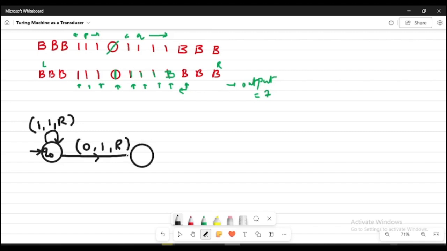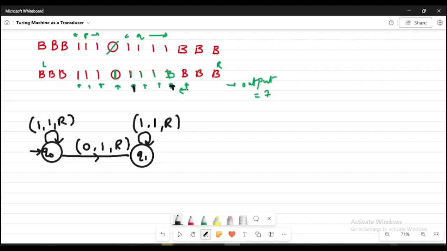Then after that you are in Q1. After that, however many ones you see, keep them as 1 as they are. Whenever you see 1, keep it as 1 and move in the right direction. You keep on moving right, and then suddenly you will hit the blank.